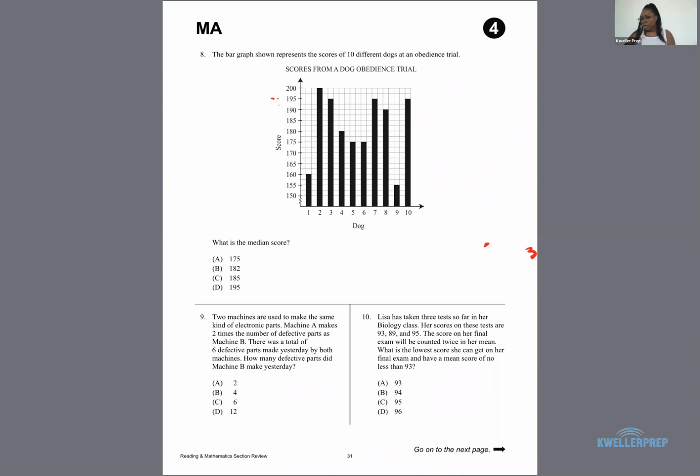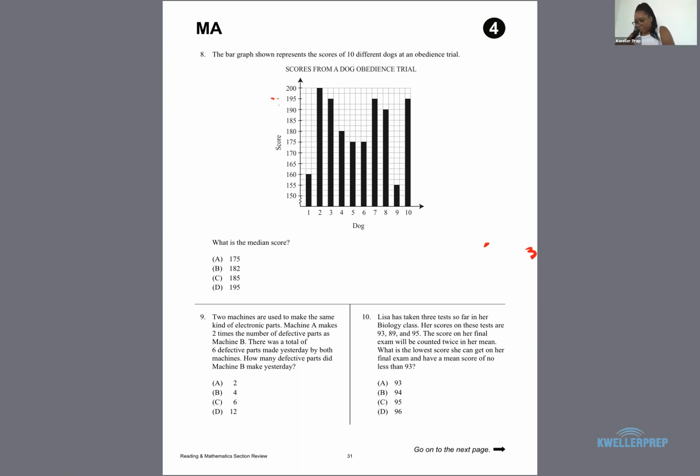Okay, they want to know what the median score is. Okay. The bar graph shown represents the scores of 10 different dogs at an obedience trial. What is the mean score? Okay, so we have 10 dogs.